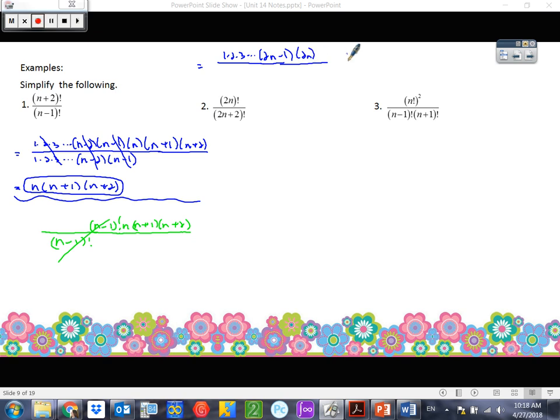Okay. On the bottom, 1 times 2 times 3 dot dot dot. And then I'm going to expand this all the way left until I match up with this. So 2n minus 1, 2n, 2n plus 1, 2n plus 2. So I'm left with 1 over 2n plus 1, 2n plus 2.